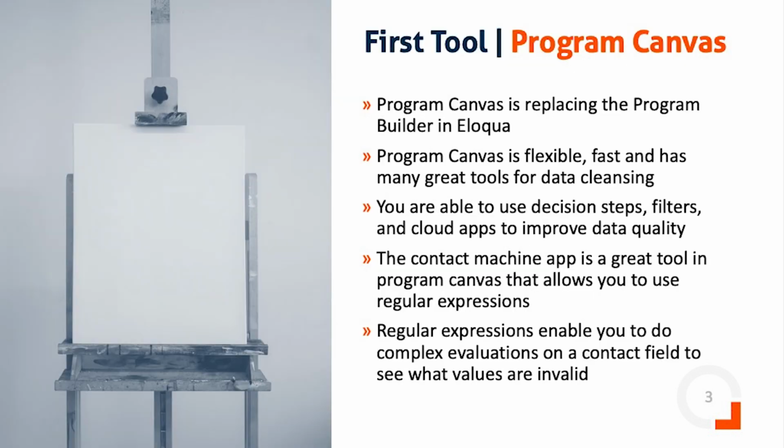So the first one is Program Canvas. Program Canvas is taking over for Program Builder, and it does a lot of the same things that Program Builder did. Maybe not all of those things, although I hope in the future that a lot of the data tools will find a replacement in the Program Canvas, like match rules, for instance, would be killer. But aside from those things, which you can still use outside of Program Builder directly on lists, for instance, Program Canvas is very flexible, it's very fast, and it gives us a lot of great tools.